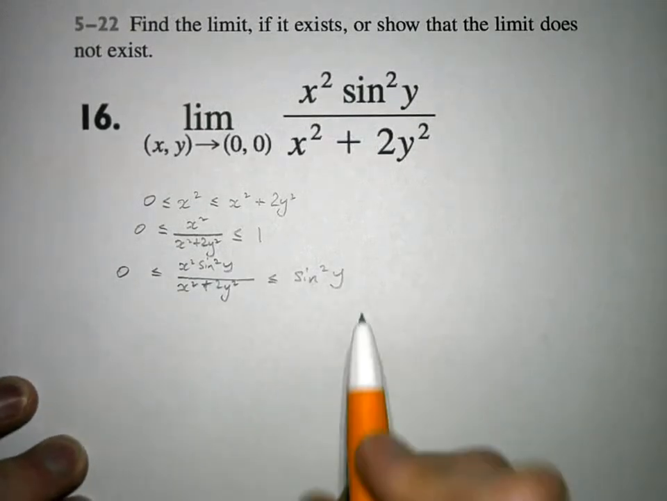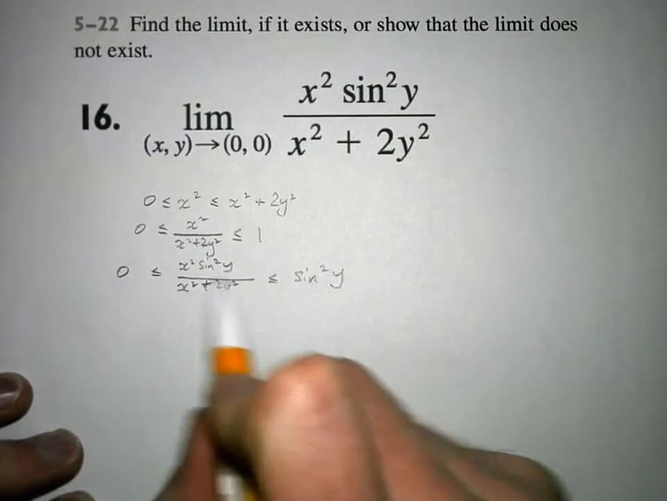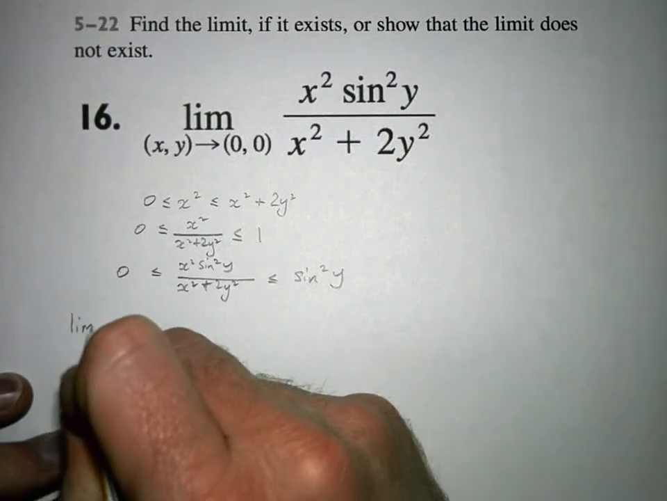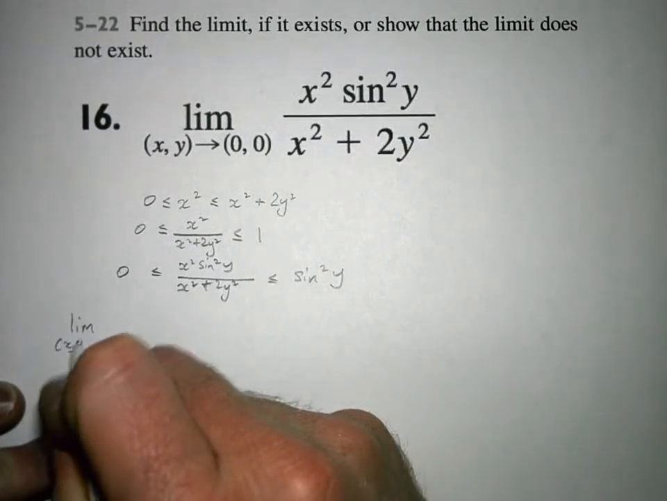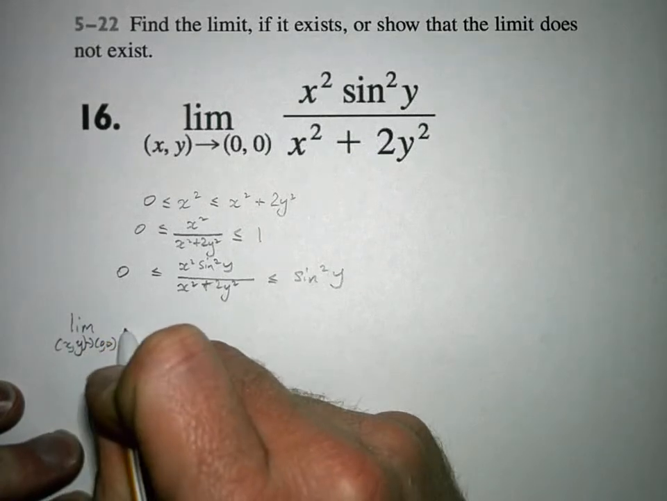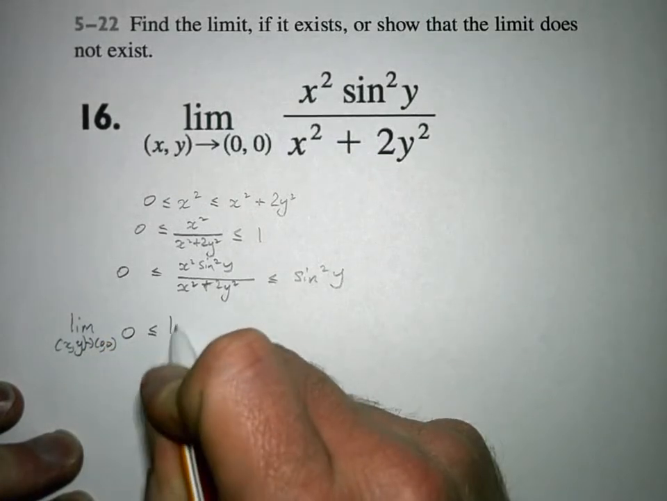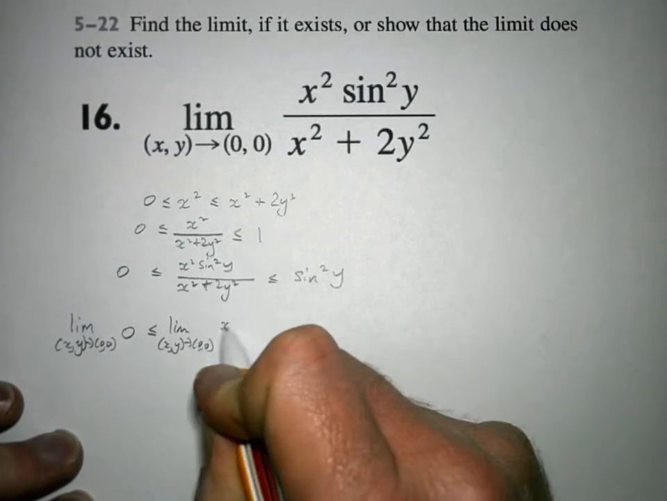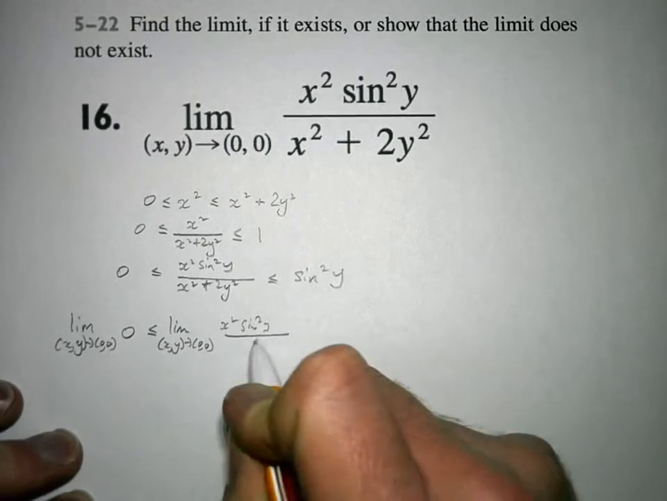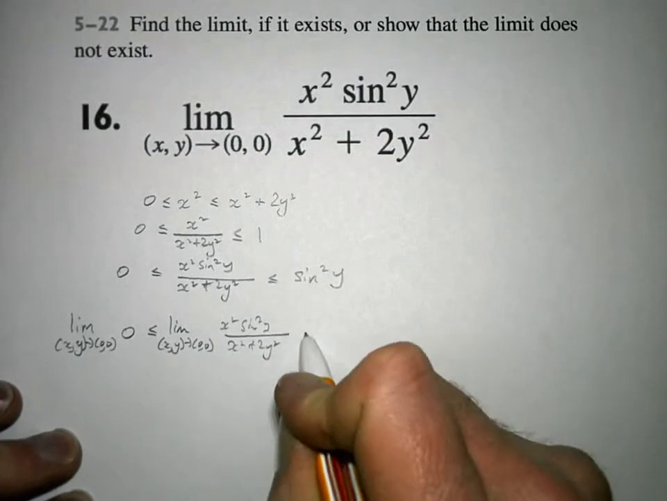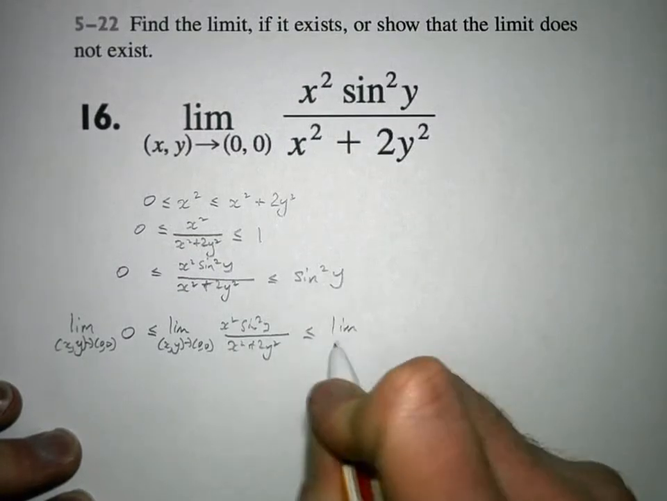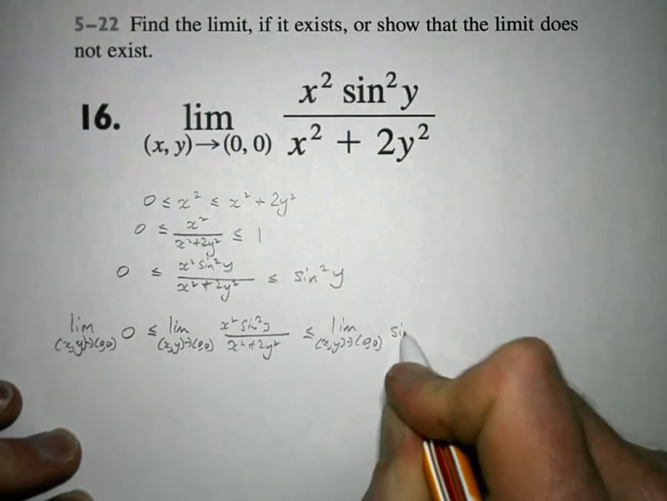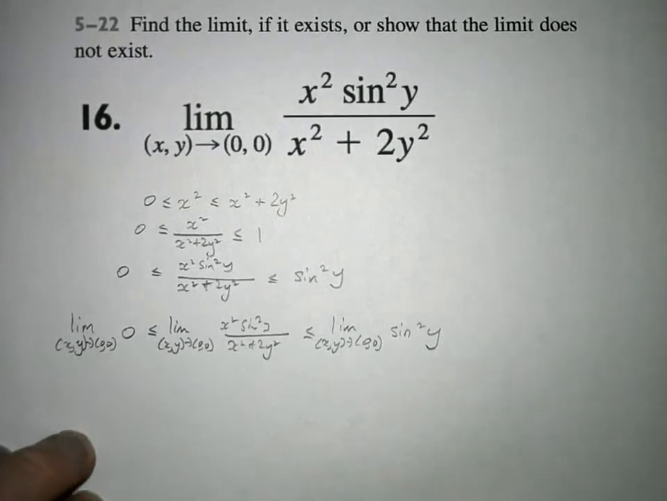Now, of course, the squeeze theorem comes into play when you take the limits. The squeeze theorem says that if you've got these functions here, we can take the limit as (x, y) approaches (0, 0) of 0, which is less than or equal to the limit as (x, y) approaches (0, 0) of x squared sine squared y all over x squared plus 2y squared, which is less than or equal to the limit as (x, y) approaches (0, 0) of sine squared y. Okay, now how does that help us?